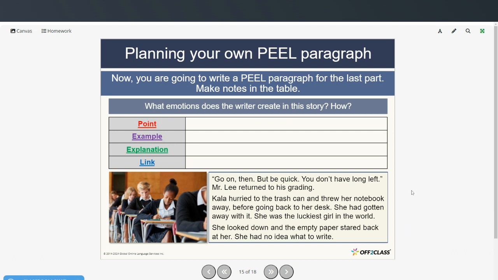All right, and now you're going to plan your own PEEL paragraph for the last part of the story. So you'll make some notes in the table and again, answer the question, what emotions does the writer create in this story and how? So you can pause the video, read this on your own, and then restart when you're ready to check your answers.